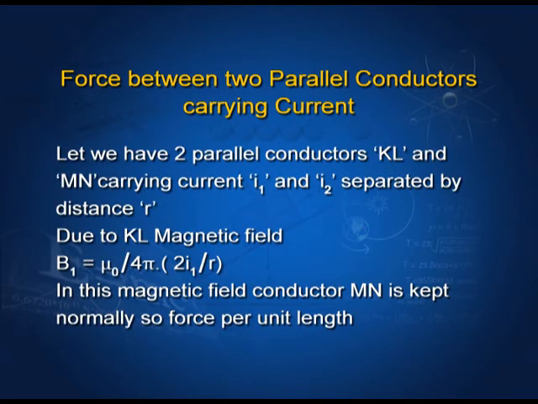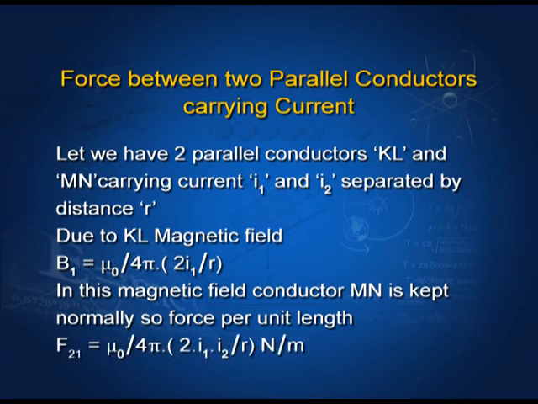In this magnetic field B1, the conductor MN is kept normally, so it experiences some force. The force per unit length F21, that is the force experienced by second conductor due to the magnetic field of first conductor, is equal to μ0 upon 4π into 2 I1 I2 divided by R. The SI unit of this force will be Newton per meter.